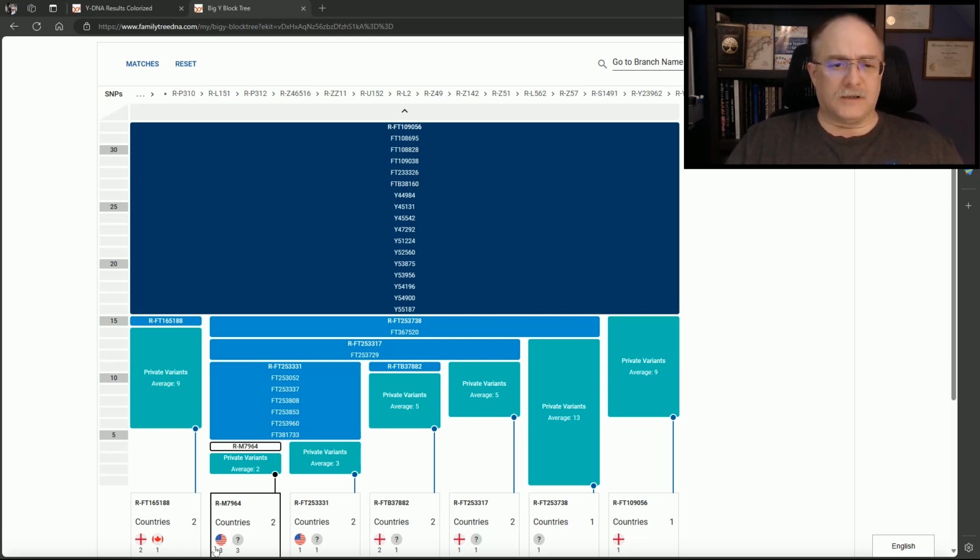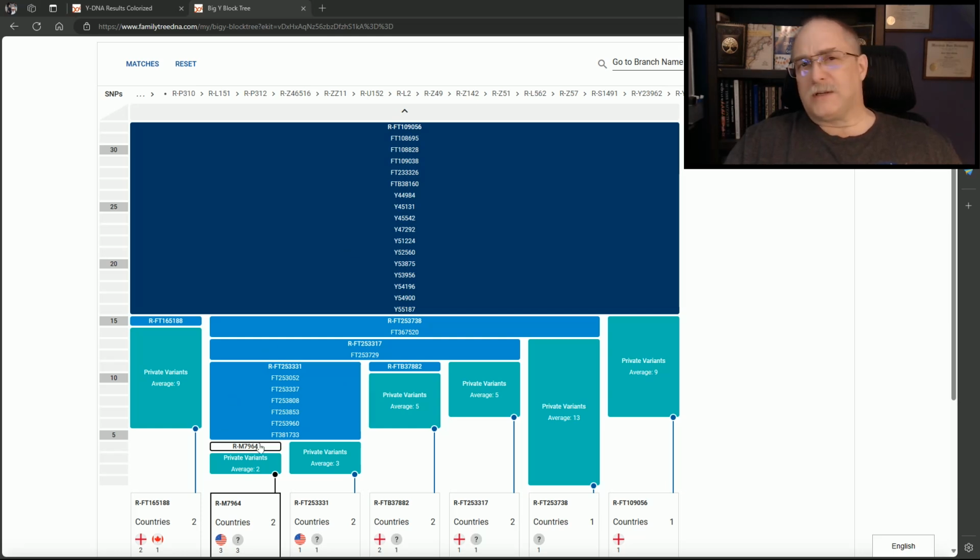Look at this right here. This is where they are, okay? Now, if you look at this, they go from here, okay? Their next one up is FT253331, and then FT253317, and then FT253738. Then it goes up to the FT109056. And see all the different variants that are in here as it goes up in time.